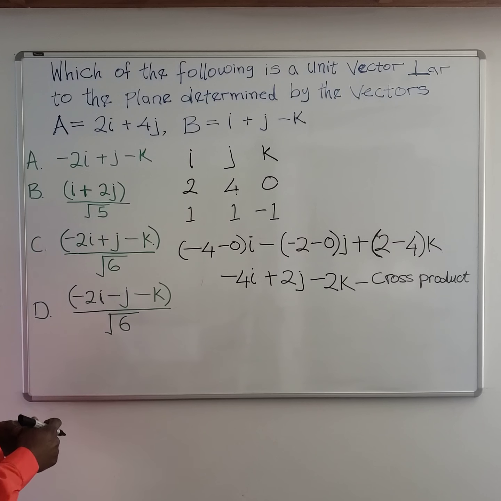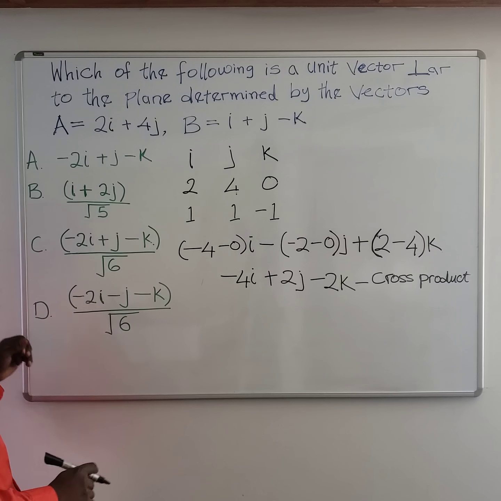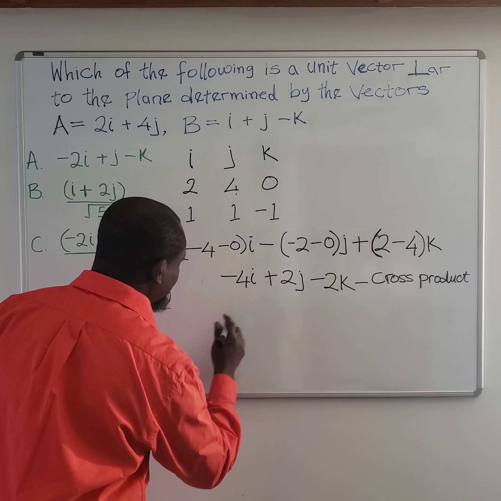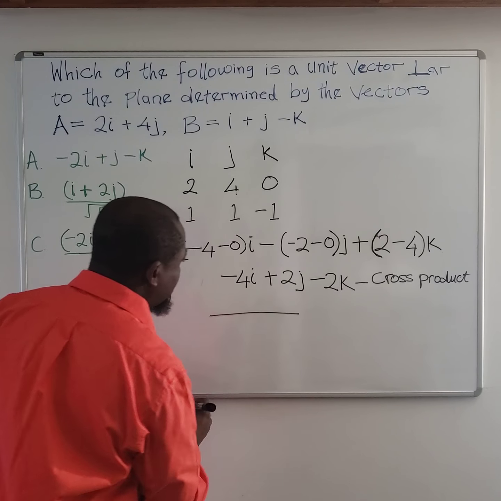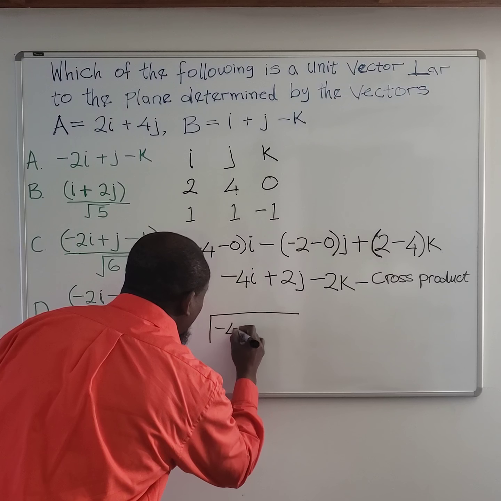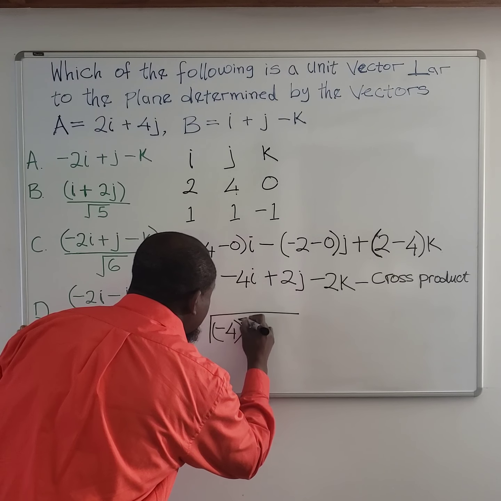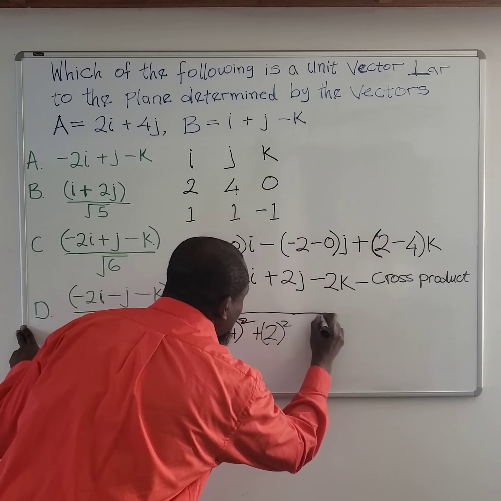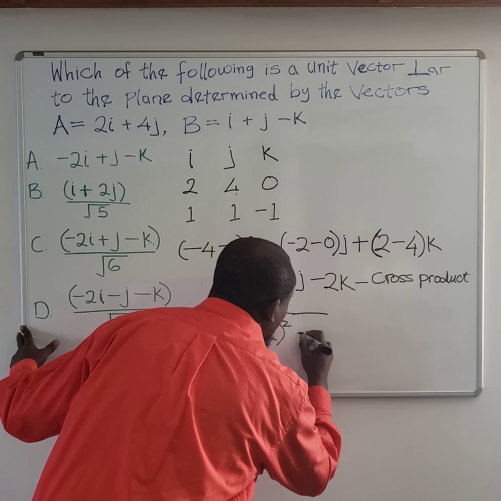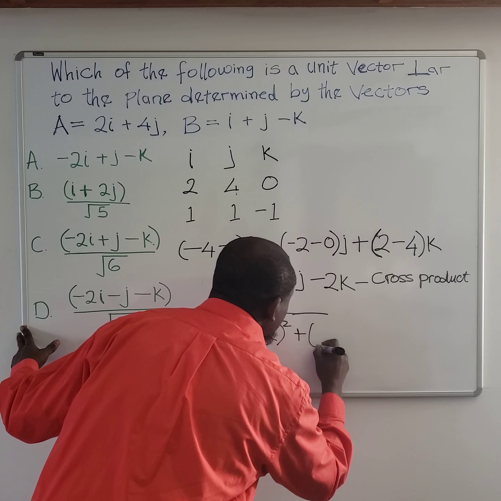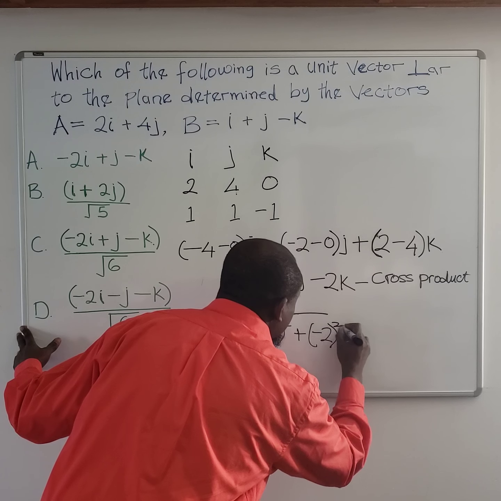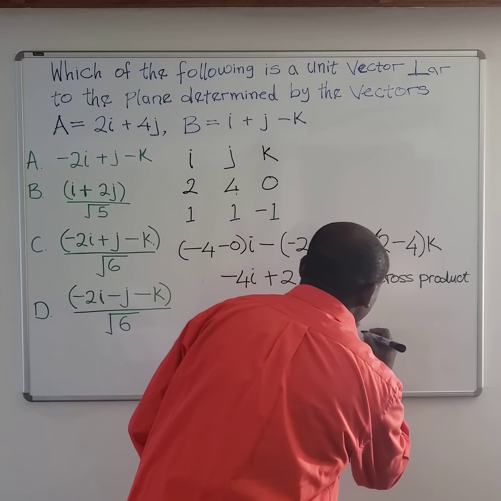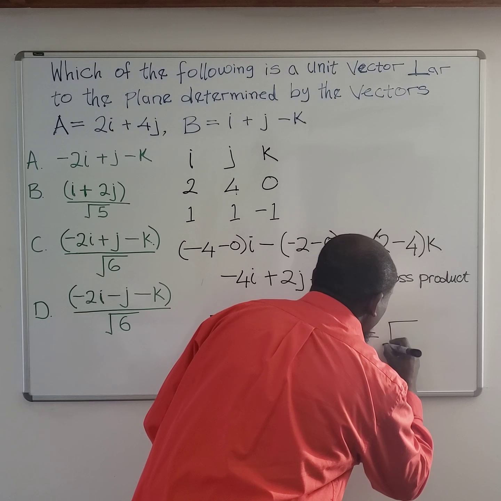So that's the first step. The second step is to find the magnitude of this cross product. To find the magnitude, you take the norm of this cross product, which will be -4 squared plus 2 squared plus -2 squared. Okay, when you do this, you are going to get 24. You are going to go square root of 24.